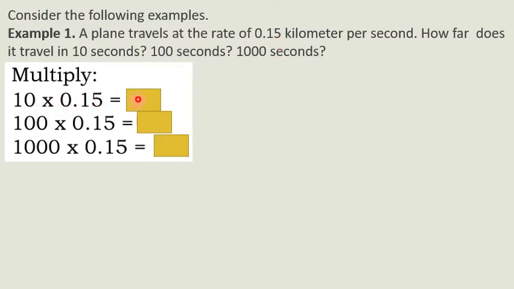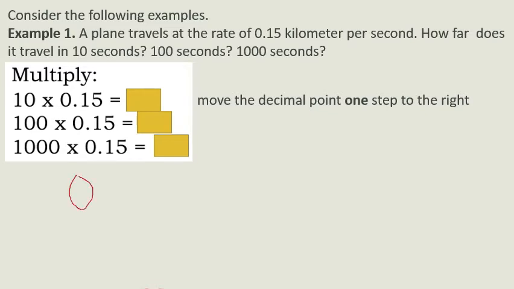Ito. So, paano siya sinusolve na hindi na natin kailangang i-multiply siya kasi napakadaming zero niyan. So, ang first step natin, so dito muna tayo sa 10. So, move the decimal point one step to the right. So, since ito ay nakabase tayo sa number of zeros, kung ilang i-move natin, ang ginagawa lang natin dyan is i-move lang natin. So, ang pinaka-number natin ay 0.15. So, kung 10, ilan ba ang 0 ng 10?